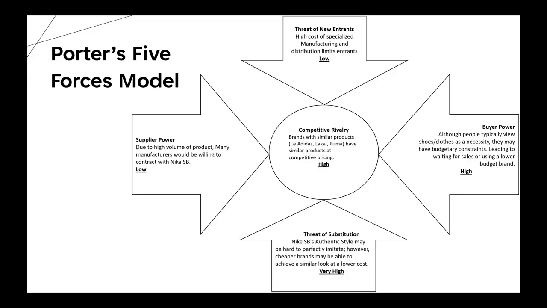The Porter's Five Forces overall, the risk of the product line is high due to the high competitive rivalry, threat of substitution, and buyer power. Threat of new entrants and supplier are relatively low just because of high volume product and the high cost of specialized manufacturing.